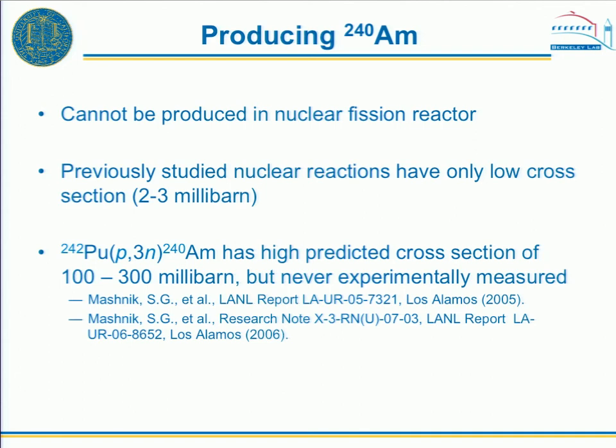So this was one of the main goals of my PhD work: to experimentally measure this americium-240 production cross-section to verify that it would be a suitable reaction to produce it in the quantities needed to do this neutron-induced fission measurement that is our end goal.